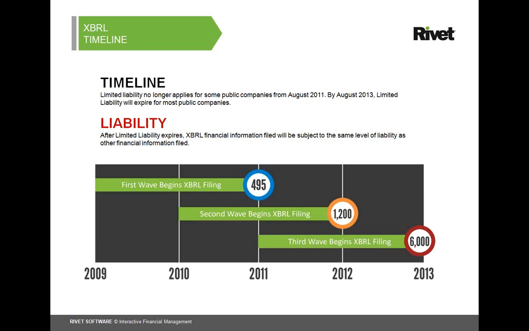The second wave of filers, as of the summer of 2012, were no longer protected by limited liability. The third wave, coming later this summer, 2013, will no longer be protected by limited liability. What does that mean? Well, you should ask your legal counsel for the official response, but on a basic level, it means your XBRL is filed, not furnished. So you are now subject to the same level of scrutiny as any of your other filings.